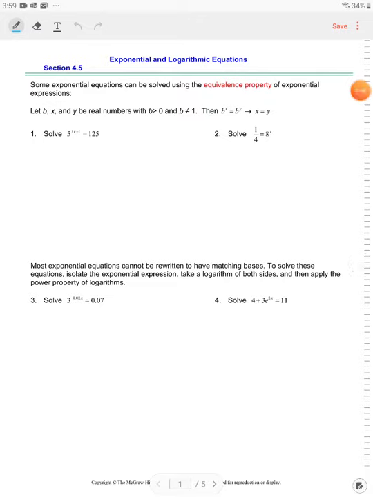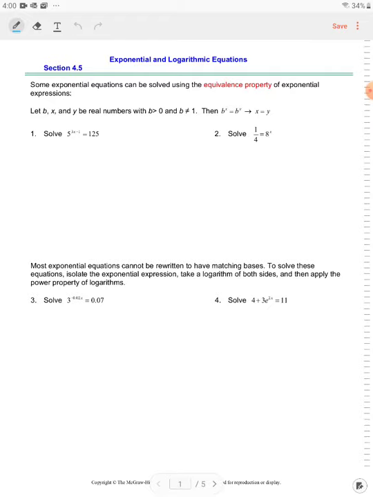Video is on solving exponential and logarithmic equations. There are two types of exponential equations that we'll solve. One where we can rewrite one of the terms or both terms with common bases, and one where you cannot do that and you solve by logging both sides.